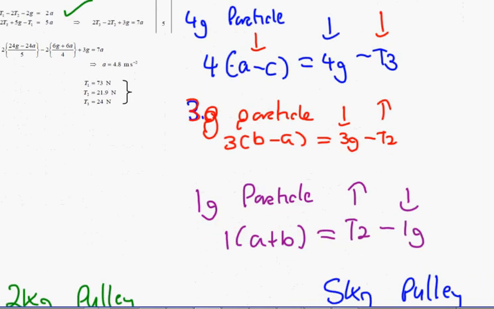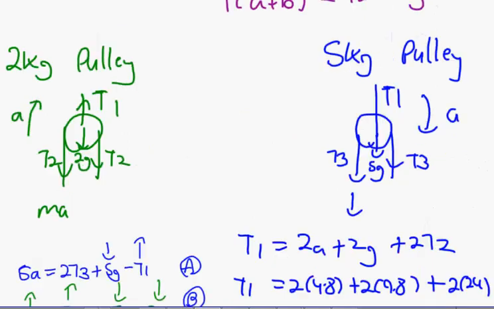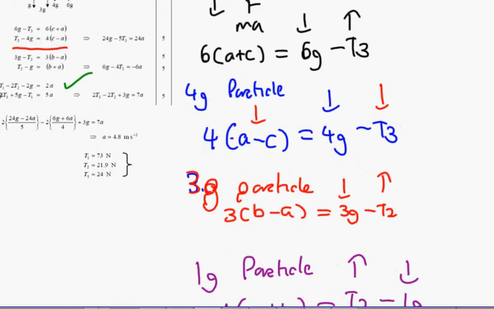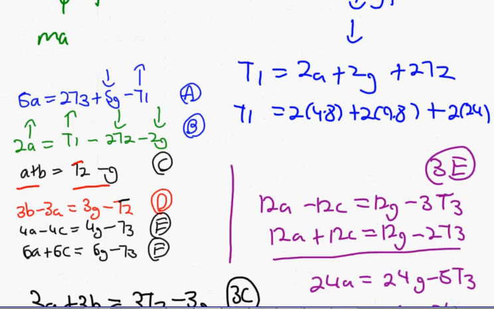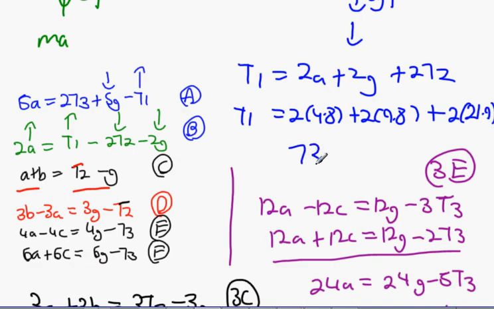Looking for it to be 73. Let's see if we got everything right here. 2A, which is 2 times 4.8, plus 2 times G, which is 2 times 9.8, plus 2 times T2. T2 is 21.9, excuse me, that's where I went wrong, T2 is 21.9, and that will get me 73. T1 is 73 newtons. Okay, alright guys, that's that question done.